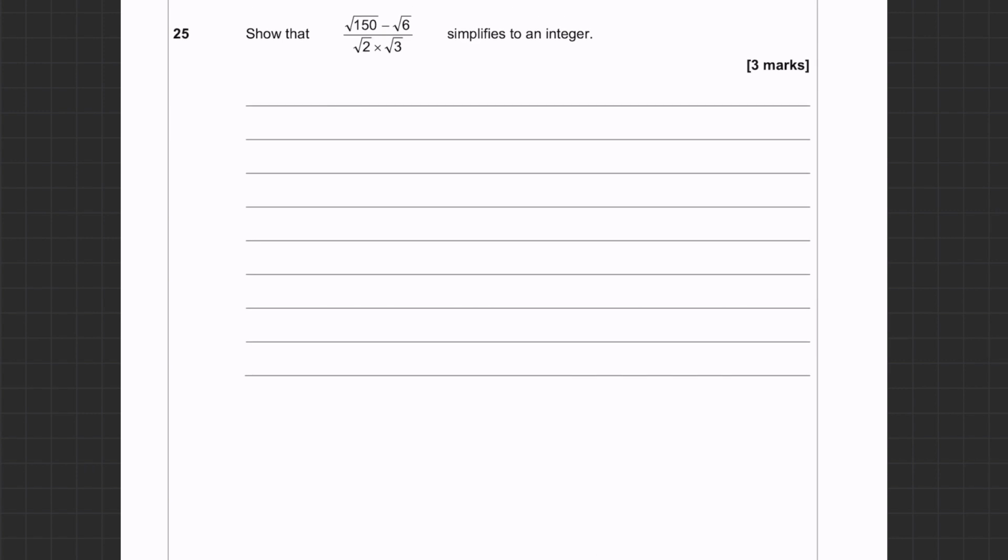This is a subtly nice question. We also know this because it simplifies as an integer. Now you need to remember how surds work for this. My first step would be, let's just simplify so far. So we've got root 150 minus root 6.